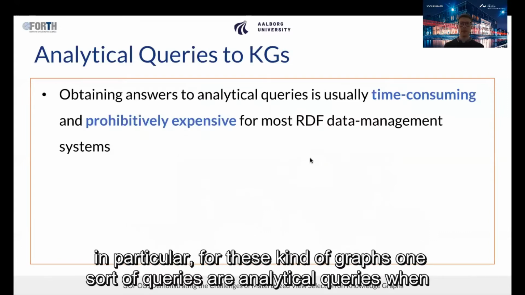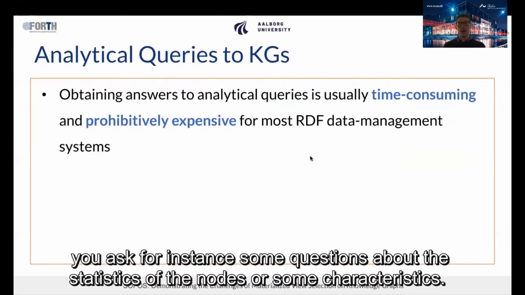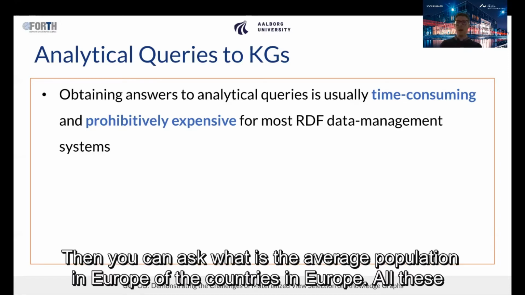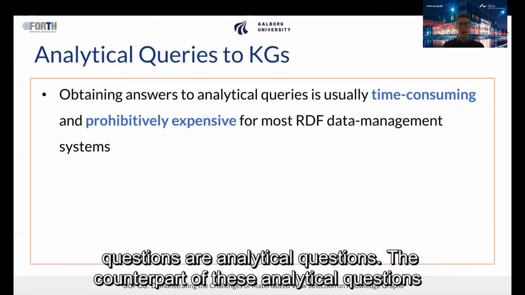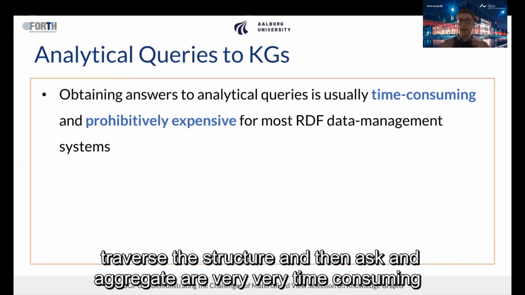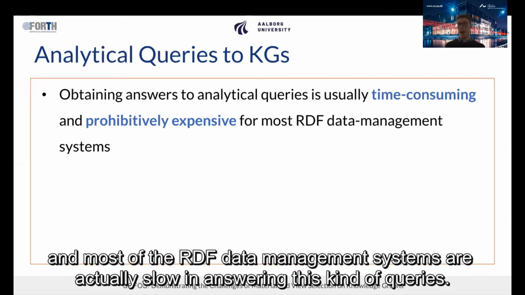In particular, for this kind of graph, one sort of query is analytical queries, when you ask, for instance, questions about the statistics of the nodes or some characteristics. For instance, Denmark can be associated to a population, and the population size is a number. Then you can ask what is the average population of the countries in Europe. All these questions are analytical questions. The counterpart of these analytical questions are the OLAP queries in relational databases. Typically, since they require traversing the structure and then aggregating, they are very time consuming, and most RDF data management systems are slow in answering these kinds of queries.